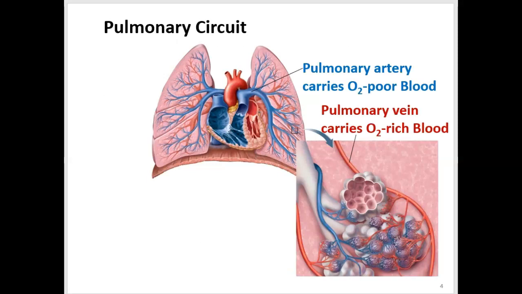So with our review of normal systemic circulation done, let's look at our first specialized circuit, the pulmonary circuit. You're somewhat familiar with this since we've already talked about blood flow through the heart. It is considered a specialized circuit because the pulmonary artery carries oxygen-poor blood, whereas the pulmonary vein carries oxygen-rich blood. This is the exact opposite of the systemic arteries and veins.